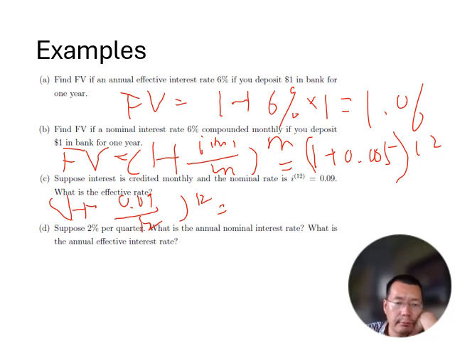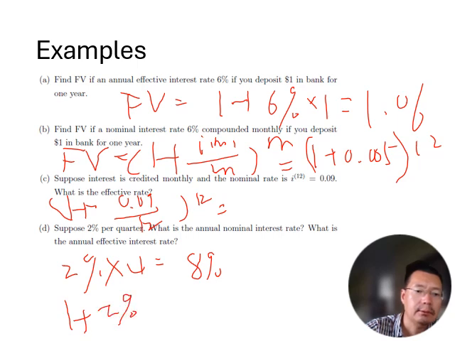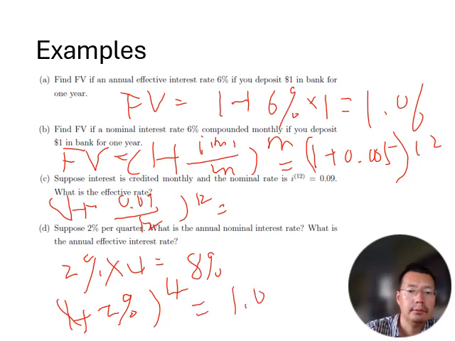And the fourth question is, suppose 2% per quarter. What's the annual nominal interest rate? What is the annual effective interest rate? So if they said 2% per quarter, the nominal interest rate will be 2% times 4, so it's 8%. We would say nominal interest rate is 8% compounded quarterly, and the effective rate will be 1 plus 2%, since it's already per quarter, to the fourth, because you will get compounded each quarter, so it's 1.02 to the fourth power.